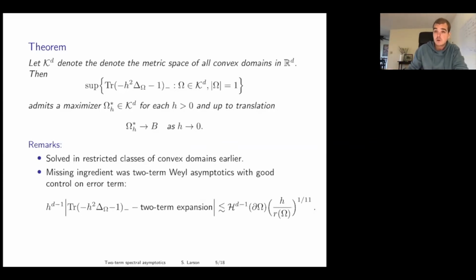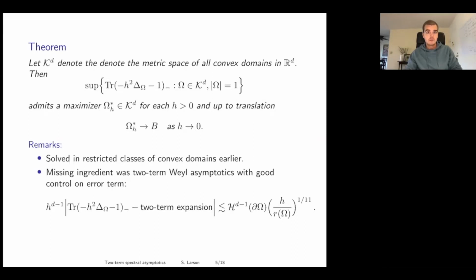So in the setting of convex sets, we are able to refine this little o estimate from the general statement to the following. Namely, if we take our trace, subtract the two-term expansion, and renormalize appropriately in H, then our general statement just says that this tends to zero as H goes to zero. But if we add the convexity assumption, then we can actually prove a universal inequality valid for all H, namely that this expression is bounded by a positive power of h times the measure of the boundary and a negative power of the inner radius of your domain. And this is uniform enough to provide this convergence result that we would have.